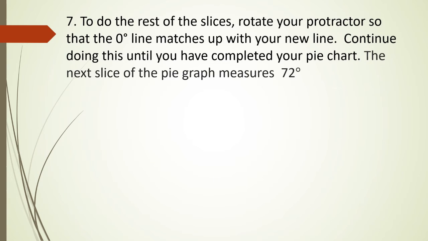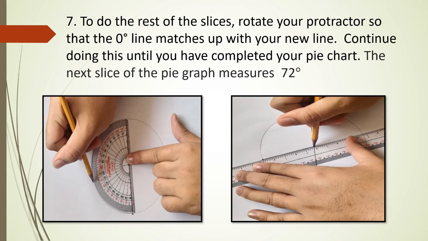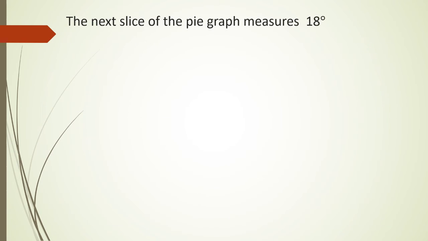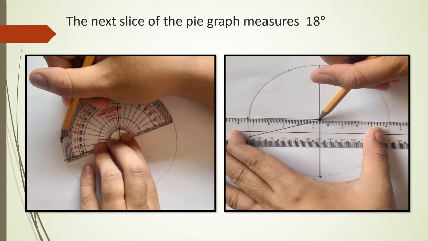degrees. To do the rest of the slices, rotate your protractor so that the 0 line matches up with your new line. Continue doing this until you have completed your pie chart. The next slice of the pie graph measures 72 degrees. The next slice of the pie graph measures 18 degrees.